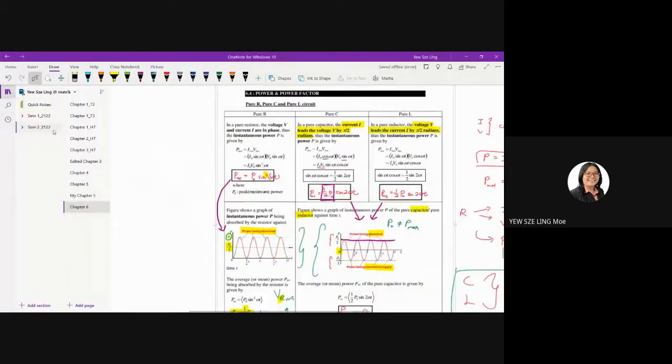Okay, start again. Wait, let me restart it. It's stuck, it won't move.